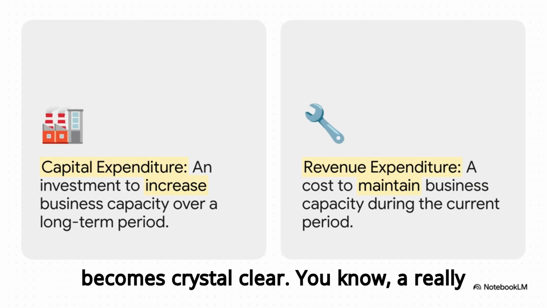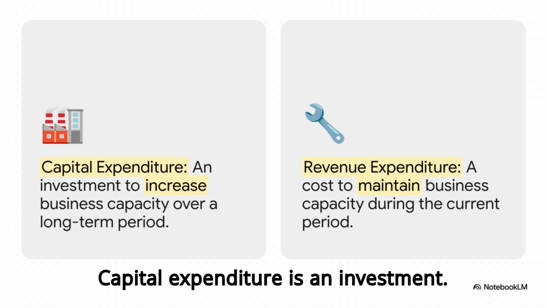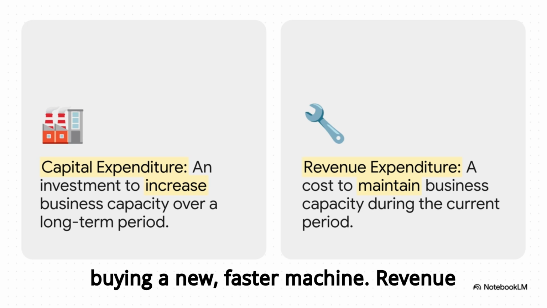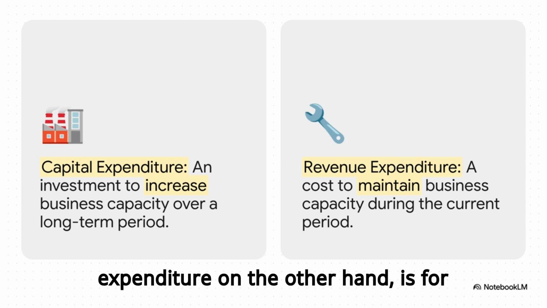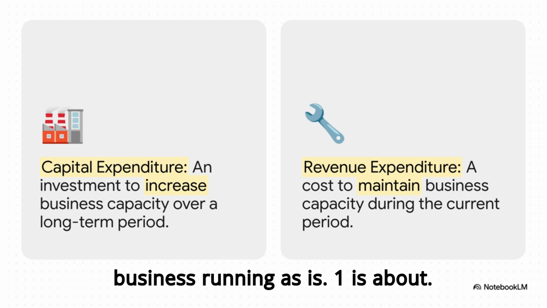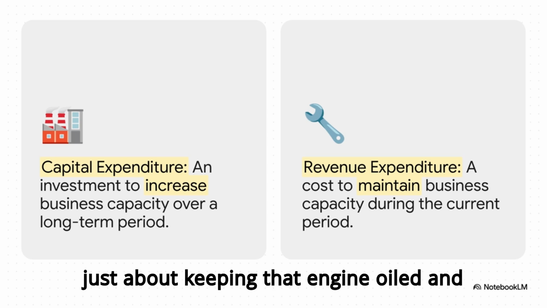A really simple way to think about it is this. Capital expenditure is an investment. You're spending money to increase your ability to earn more in the future, like buying a new, faster machine. Revenue expenditure, on the other hand, is for maintenance. It's paying salaries or fixing things that break just to keep the business running as is. One is about building a bigger engine. The other is just about keeping that engine oiled and running smoothly.